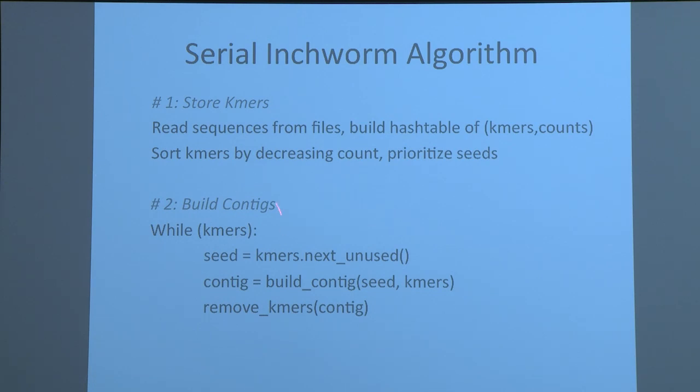And then in the second part, we build the contigs. While we have k-mers, we select our seed as the highest k-mer that hasn't been used yet. We build the contig from that, and then we remove those k-mers. Each iteration of this loop outputs a contig, and it keeps going until we've fully depleted the database of k-mers. So relatively simple, but it's a serial process. Because of how we're selecting the seeds, it requires this serial process. It's not something that could be easily made to run in parallel.